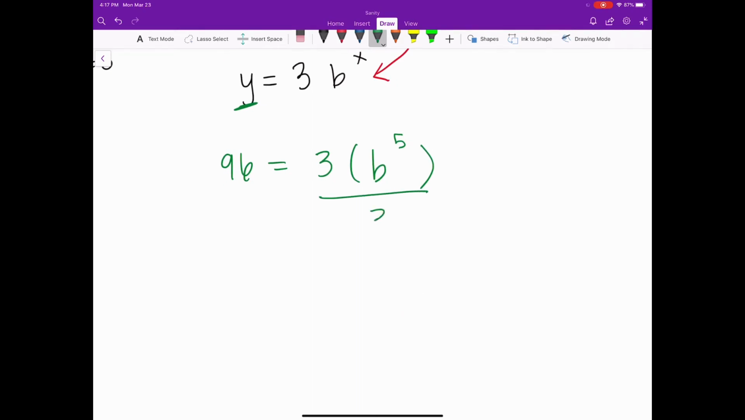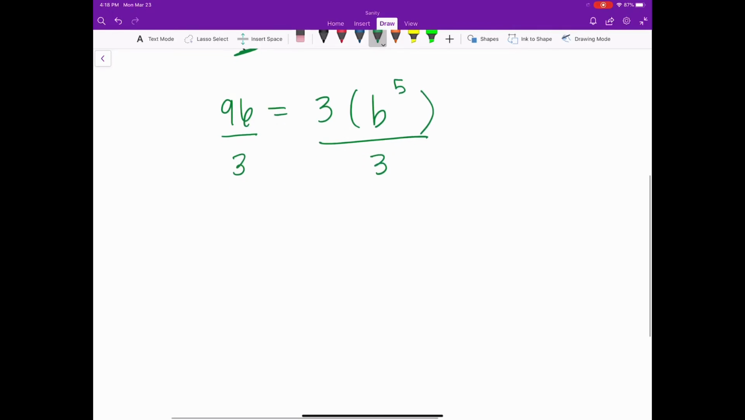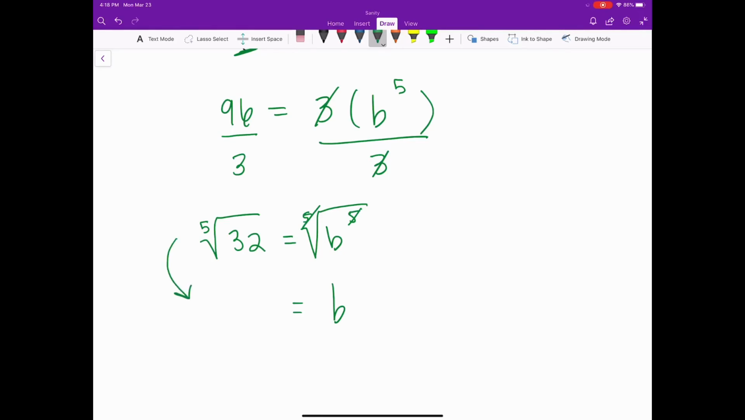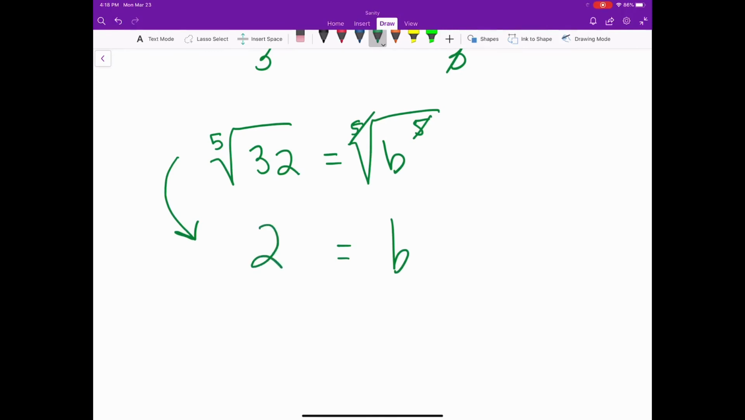So let's do that. I'm going to divide by 3 on both sides to get rid of that 3. 96 divided by 3 will get you 32 equals, and then what's left is just b to the 5th power. To get b by itself, to get rid of this exponent of 5, we have to do the inverse, which is taking the 5th root on both sides. So I'm going to take the 5th root of 32, and also the 5th root of b to the 5th power. Well, 5th root and 5th power are going to cancel each other out, and I'm just left with b equals the 5th root of 32. You can plug that into your calculator. We talked about how to do that. It's just going to be 2, because 2 times 2 times 2 times 2 times 2 equals 32. All right?